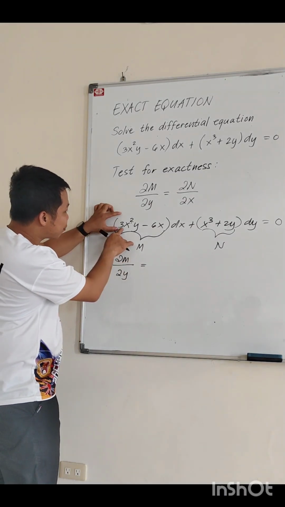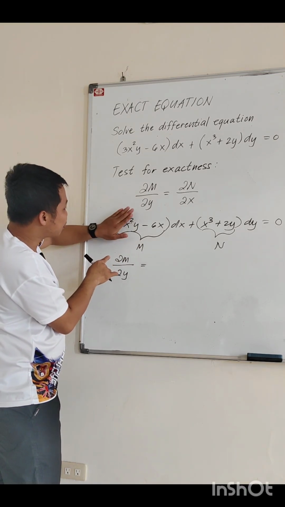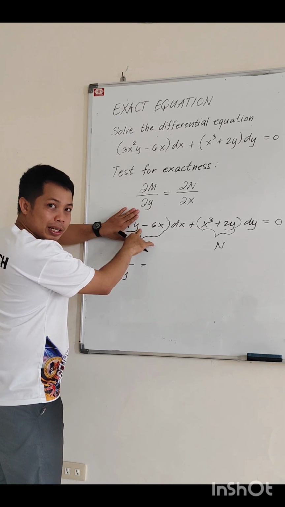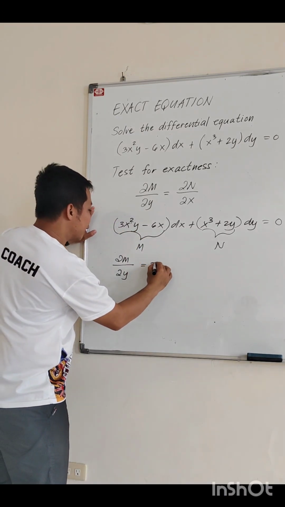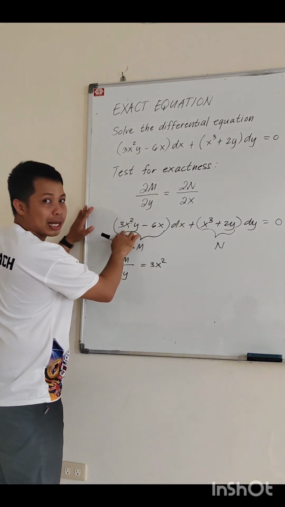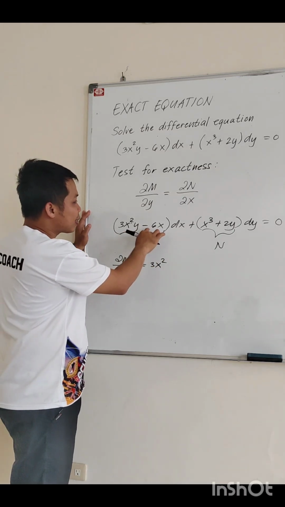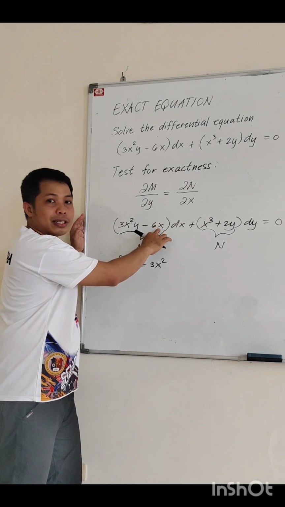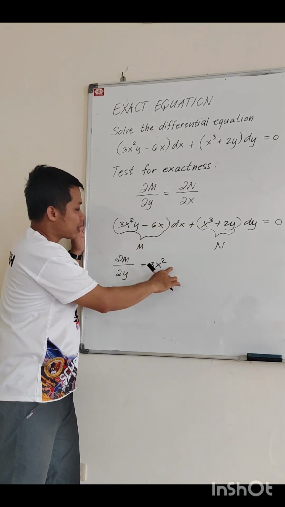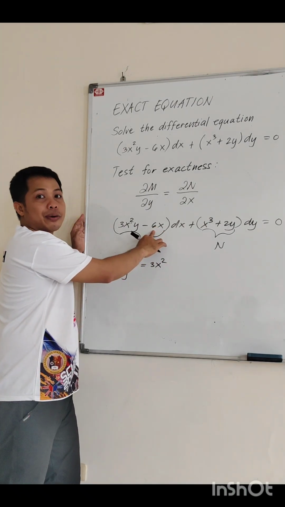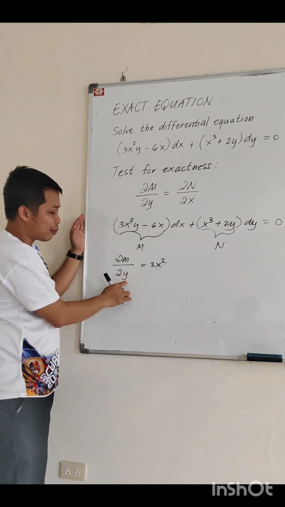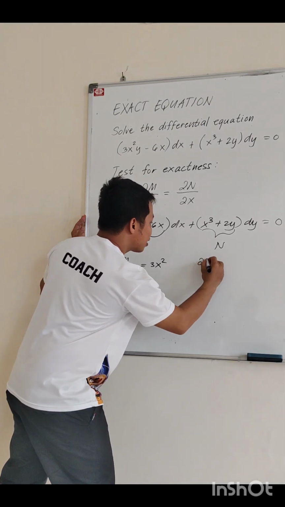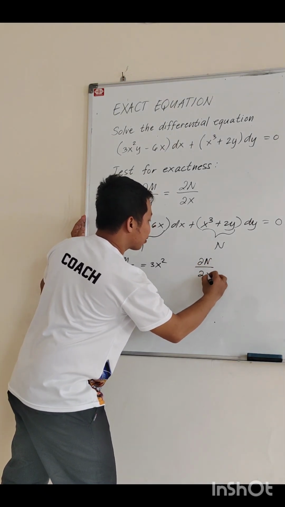Kaya, what is the derivative of 3x squared y? Since itong x squared na 'to is treated as constant, what is the derivative of y? 1. So we have 3x squared. So, constant yan. Okay? What is the derivative of negative 6x? Since si x is treated as a constant, so the derivative of this is 0. Bakit? Kasi we are differentiating with respect to y. Okay? Now, what is the partial of N with respect to x?